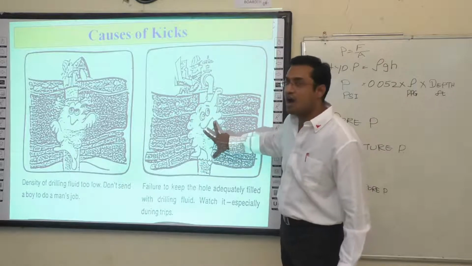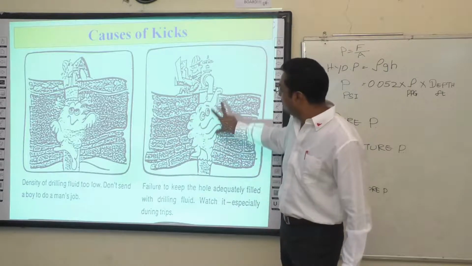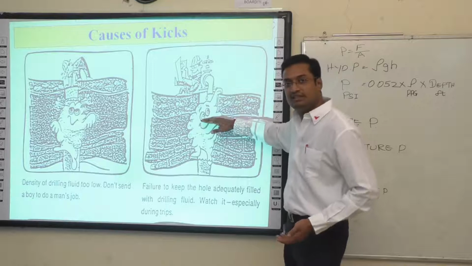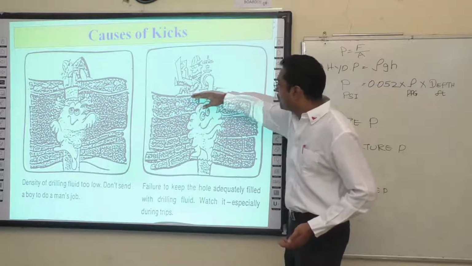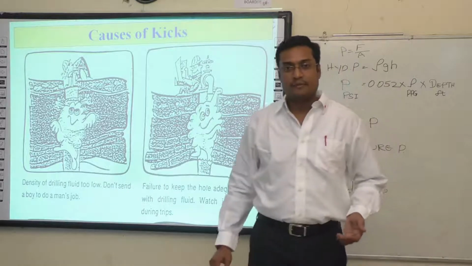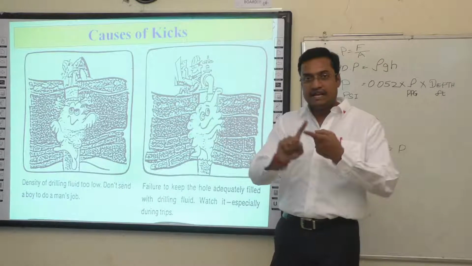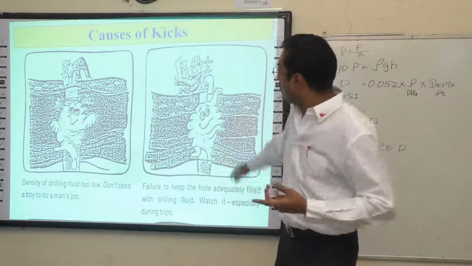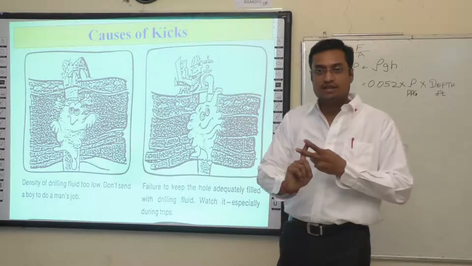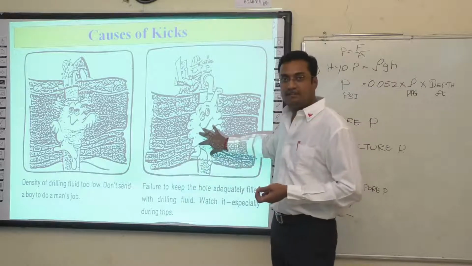If the well is only half full, even though the density is correct, the height of the drilling fluid is less. So it is always important to keep the hole completely full so that you get the required hydrostatic pressure. So the major causes are not maintaining the fluid density and not maintaining the hole in full condition. These are the first two causes which will create an underbalance condition and it will cause a kick.